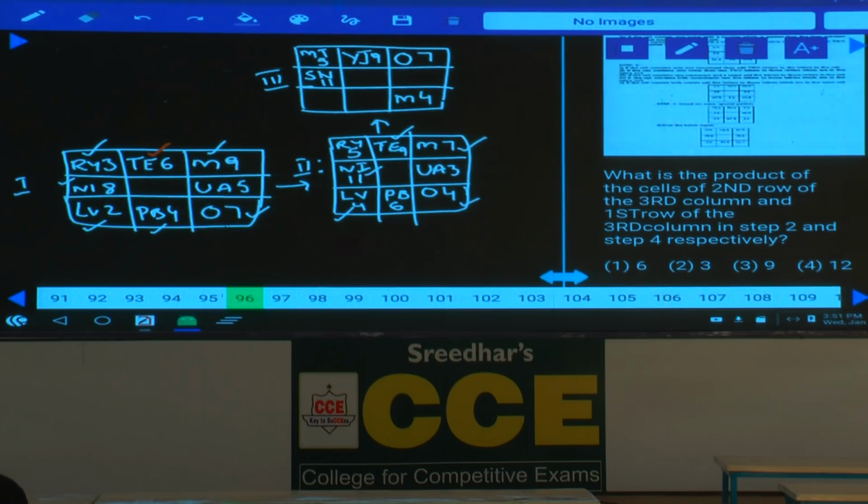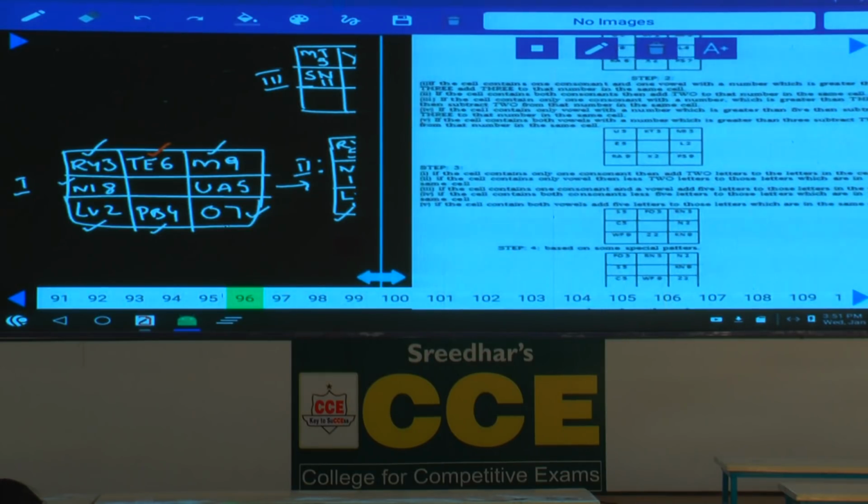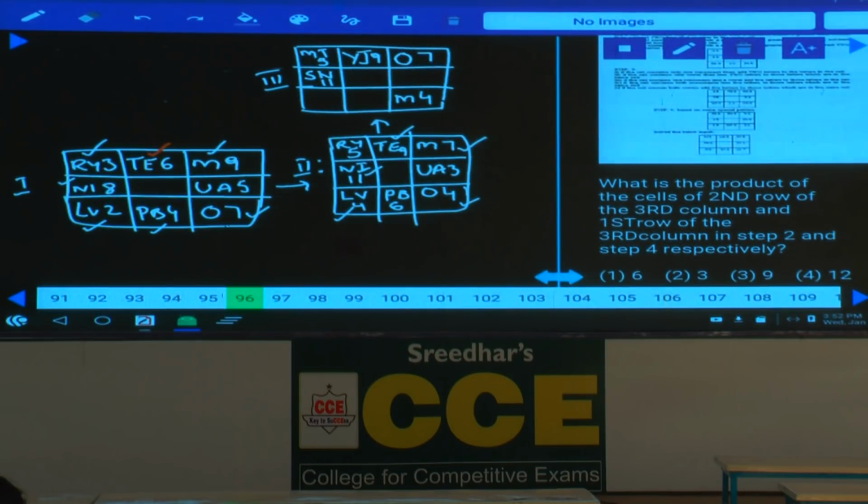Both are consonants, so we should subtract 5. Now condition number 4, the cell contains both consonants. L and V are also consonants. L minus 5 is G, and V minus 5 is Q, GQ, and the number as it is, 4. And PB. P minus 5, 16 minus 5 is 11, and B minus 5, 28 minus 5 is 23, W, and the number is 6 as it is.